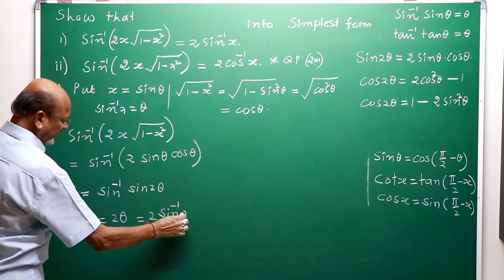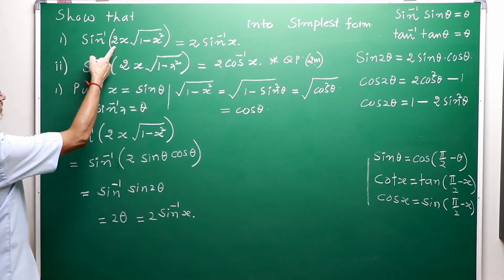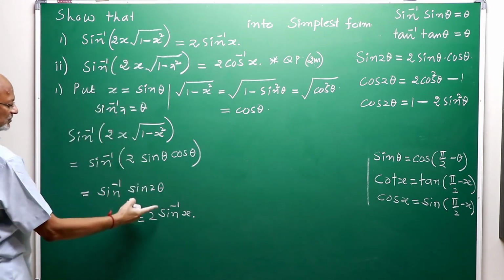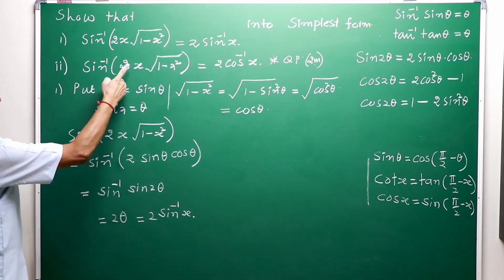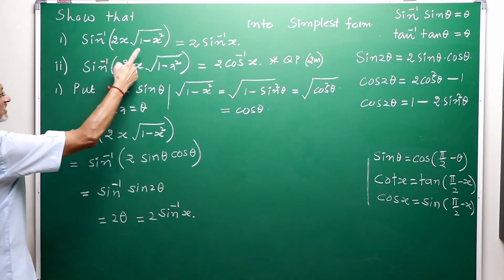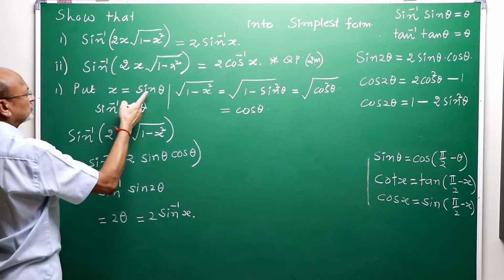Theta is sine inverse x. Therefore, my friends, sine inverse of 2x root 1 minus x square is 2 sine inverse x. Not needed to write once again. In this case, when the RHS is sine inverse, put x equal to sine theta.